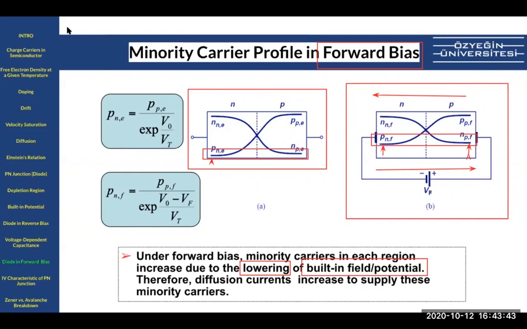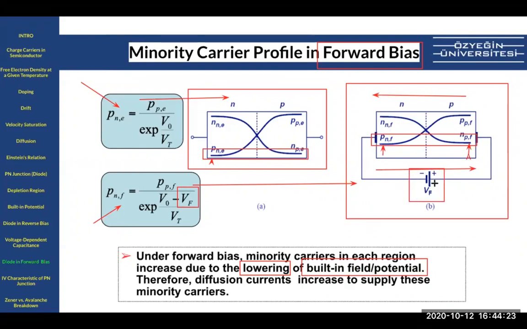Okay, so this is the formula for the diffusion currents. As you can see, for holes in equilibrium and for holes in forward bias, this equation represents equilibrium, and this equation represents forward bias. When we compare these two equations, we understand that there is only one term difference, and that is VF, which is this. And this is basically the bias voltage.